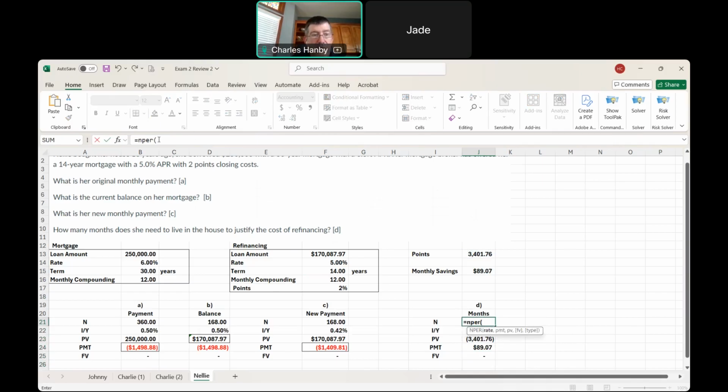Just like the others, it tells you what to enter: rate, comma, payment, comma, PV, and then we don't have to enter future value because it's 0. So hit return. So it's 42.49 months. If it asked for years, we just divide by 12. This question doesn't, but it would be 3.54 years.